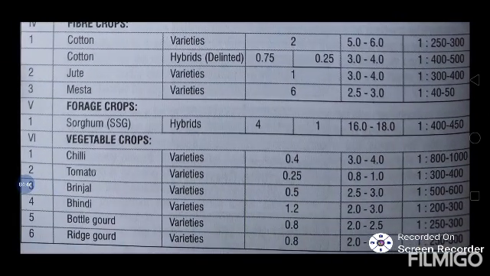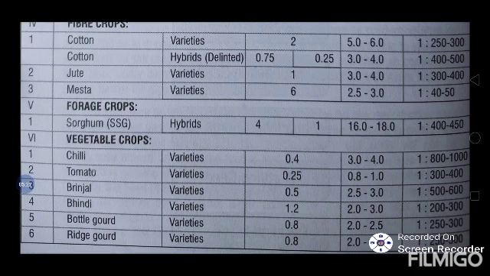In case of forage crops, sorghum, for hybrid sorghum, 4 kg of female seed and 1 kg of male seed is required to sow for 1 acre of land. Then the yield expected is 16 to 18 quintals per acre and multiplication ratio is 1 is to 400 to 450. Among vegetable crops, chili, which needs 0.4 kg per acre of seeds, 3 to 4 quintals per acre is the yield and multiplication ratio is 1 is to 800 to 1000.